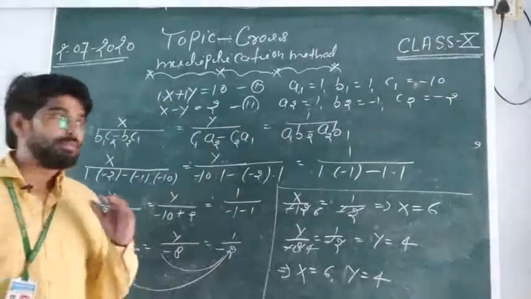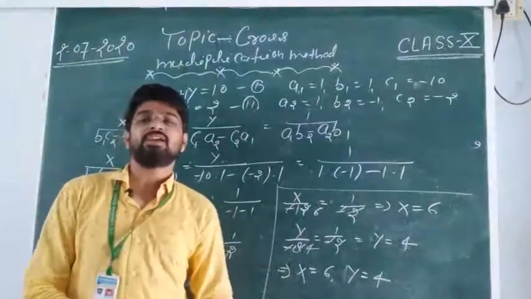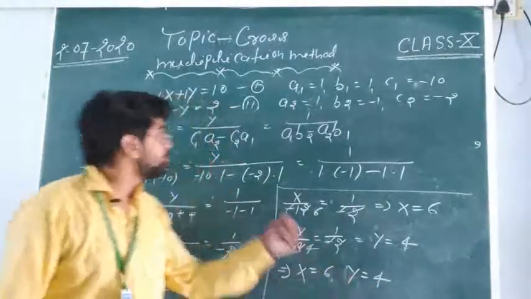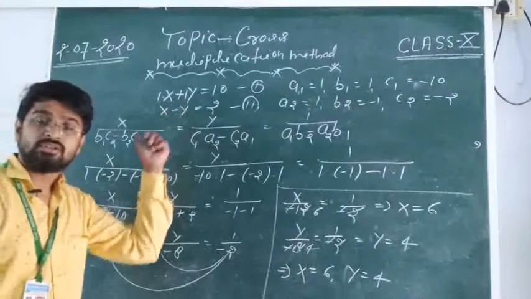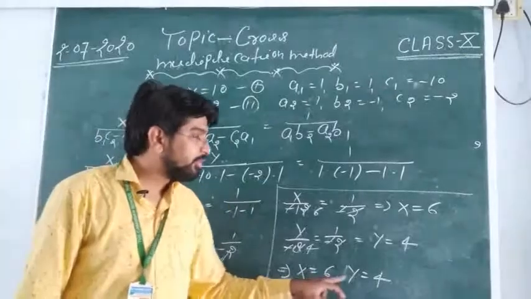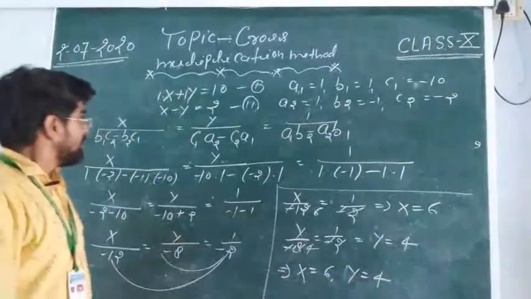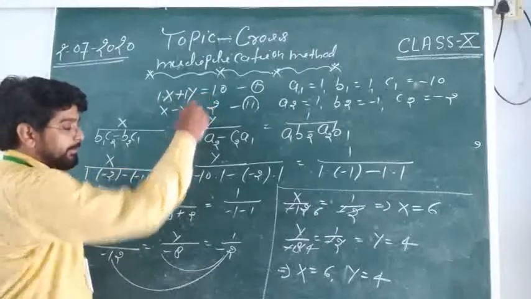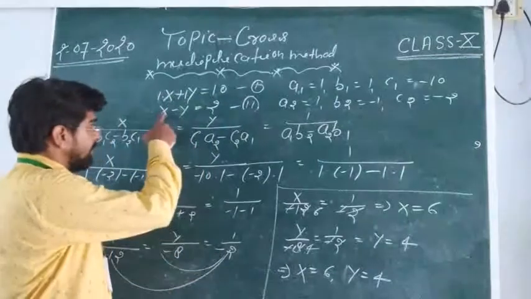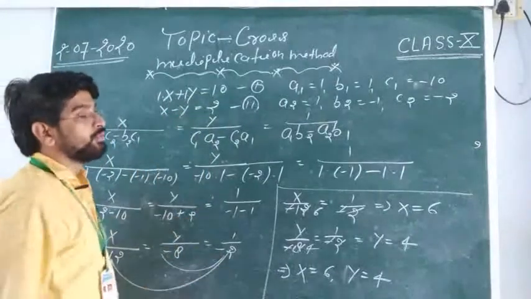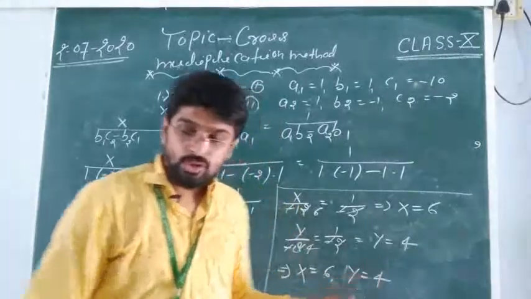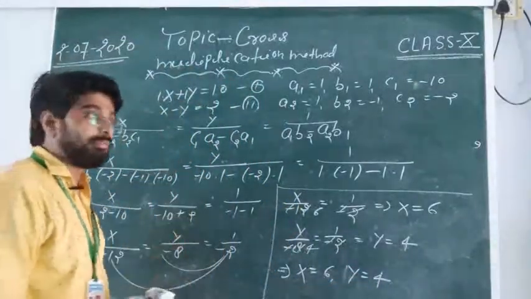And students, if you want to check whether your answer is correct or not, then you can also check. See, when we are putting these values in equation 1 or equation 2, then both sides are coming equal. See, x is equal to 6, y is equal to 4. Then 6 plus 4 is equal to 10. Correct. And 6 minus 4 is equal to 2. So both sides are coming equal. It means your answer is correct. Now students, please note down this example.